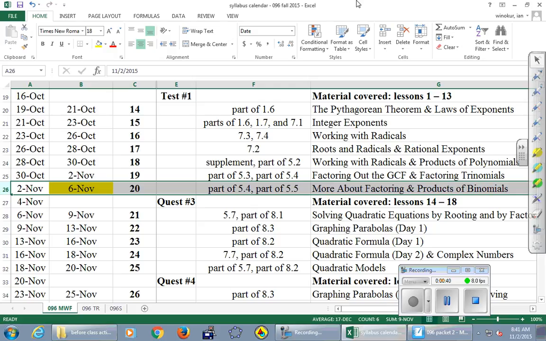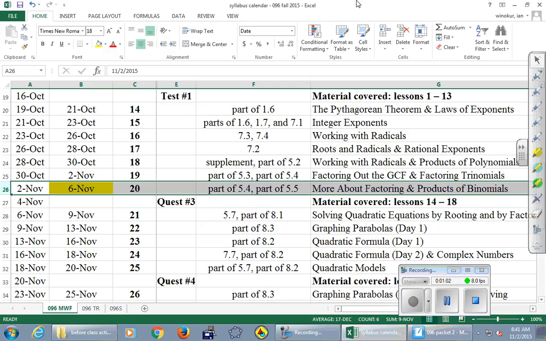All right, but the quest is coming up on Wednesday. This is our third of 5 quests. The quest is covering material from lessons 14 to 18. That is not including today. Today is 20. In fact, it's not including Fridays either. All right, so just 14 to 18. Basically the stuff since the test, and then going up until Wednesday's class last week.